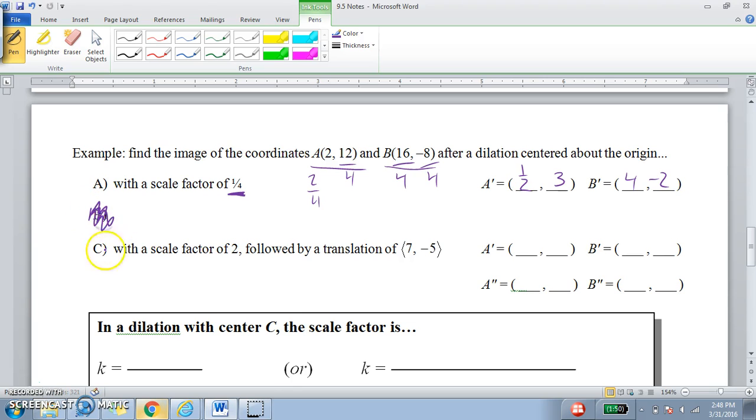This is just a mistake. That shouldn't be here. So next example, with a scale factor of 2, followed by a translation of 7, -5. So we'll come back to this in a second. That's going back to the first section of the chapter.